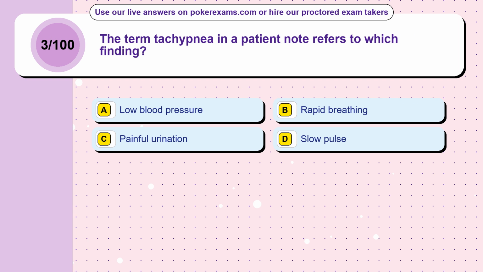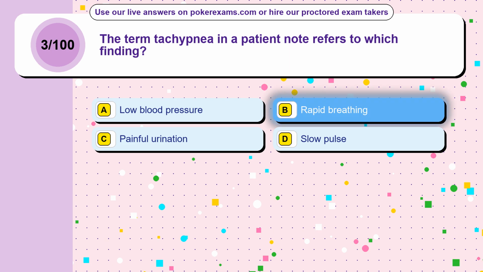Question 3. The term tachypnea in a patient note refers to which finding? Option A. Low blood pressure. Option B. Rapid breathing. Option C. Painful urination. Option D. Slow pulse. The correct answer is option B.